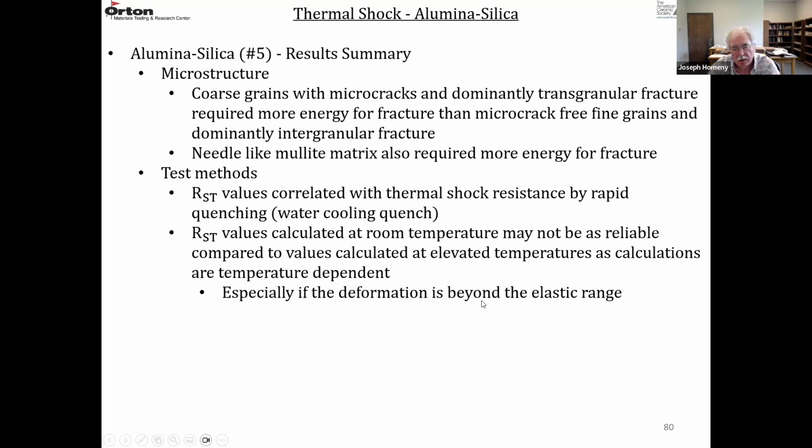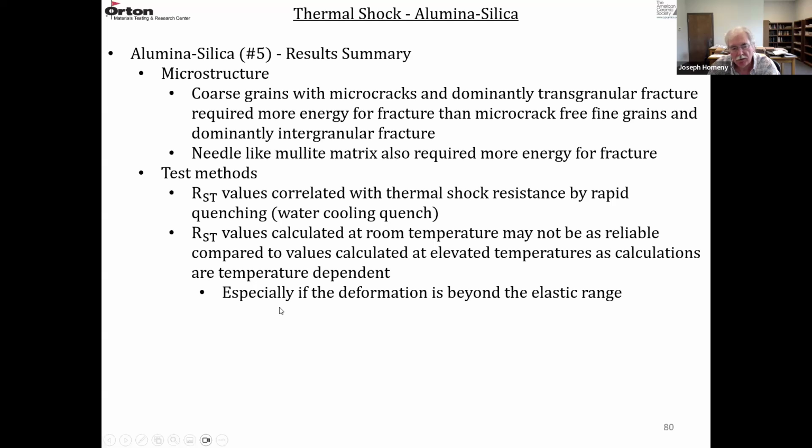And especially if the deformation is beyond the elastic range. So these are only measured from room temperature to 800 degrees C. So they're not really extremely high temperatures where you would expect the mechanical properties to change much more rapidly than from room temperature to 800. So they're basically pointing out the importance of, if you're going to calculate R4 prime or RST, and you're going to quench from high temperatures, it's probably more relevant to make these measurements at high temperatures.